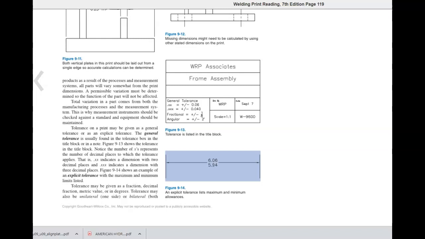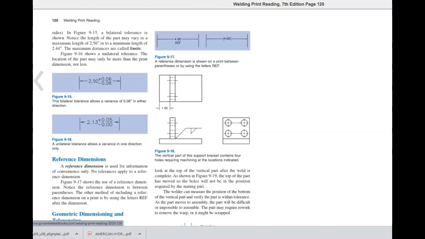Tolerance may also be unilateral, or one-sided, or bilateral, two-sided. In figure 9-15, a bilateral tolerance is shown. Notice the length of the part may vary to a maximum length of 2.56 inches or a minimum length of 2.44 inches. The maximum and minimum distances are called limits. Figure 9-16 shows a unilateral tolerance. The location of the part may only be more than the print dimension, not less.